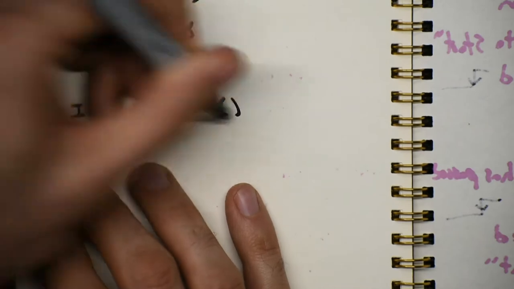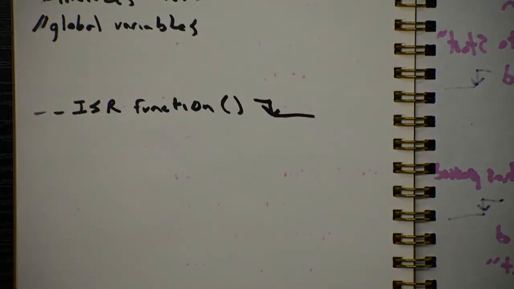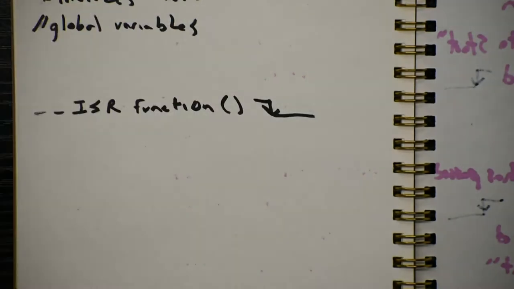And this only occurs when the button push goes from high to low. So we never call this function. We don't get to pass it any information. This function will just automatically run whenever the button goes from high to low.